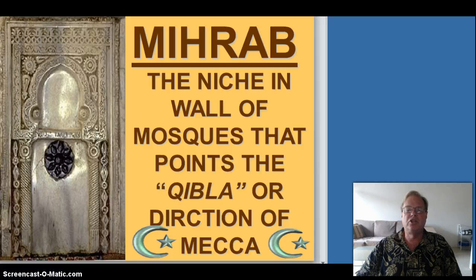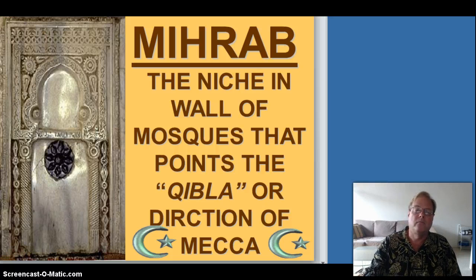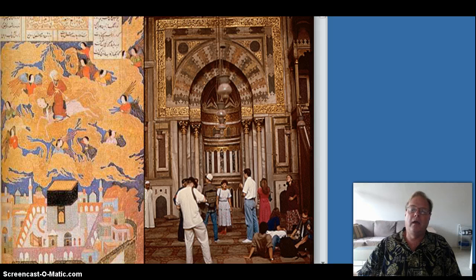A mihrab is the niche in the wall of a mosque that points toward the Qibla, or the direction of Mecca. When Muslims pray five times a day, they pray towards Mecca. And so they always need to know the direction of Mecca, and this particular niche in the wall of the mosque points towards the direction of Mecca, in which Muslims pray. And here is an example of a Qibla in Cairo with one of my teachers. This was a picture of me in school in Cairo. And then to the left you see the Mecca and the direction in which they pray.